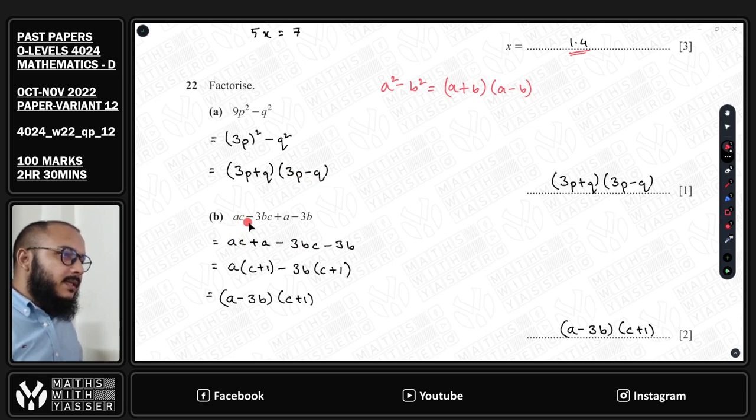Then we have ac minus 3bc plus a minus 3b. So in order to factorize this, I'm rewriting this equation. I can also write it as ac plus a minus 3bc minus 3b. Then I can take a common from both of these, and then it will be (c plus 1) within brackets. And I'm taking negative 3b from both of them as common, and I'll end up getting (c plus 1) within brackets. Since these two are the same, I can say (a minus 3b) times (c plus 1). So these are the factors of this equation.